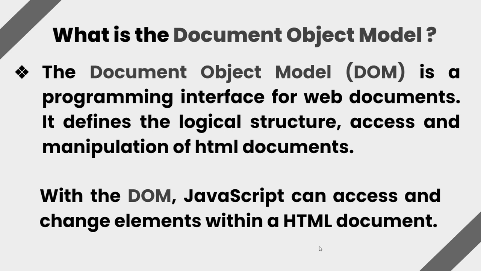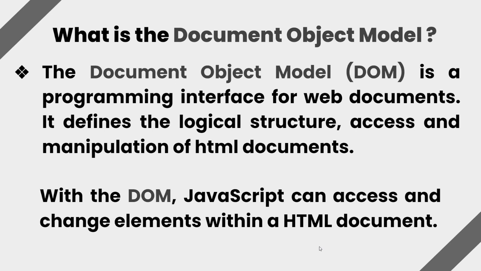So before any HTML document is rendered, there is this structure that is actually created, and this particular structure is what would let the browser know the different parts of this document. So the DOM here defines the logical structure. It also defines the access and manipulation of this HTML document. Now with the DOM, JavaScript can actually access and change elements within an HTML document.